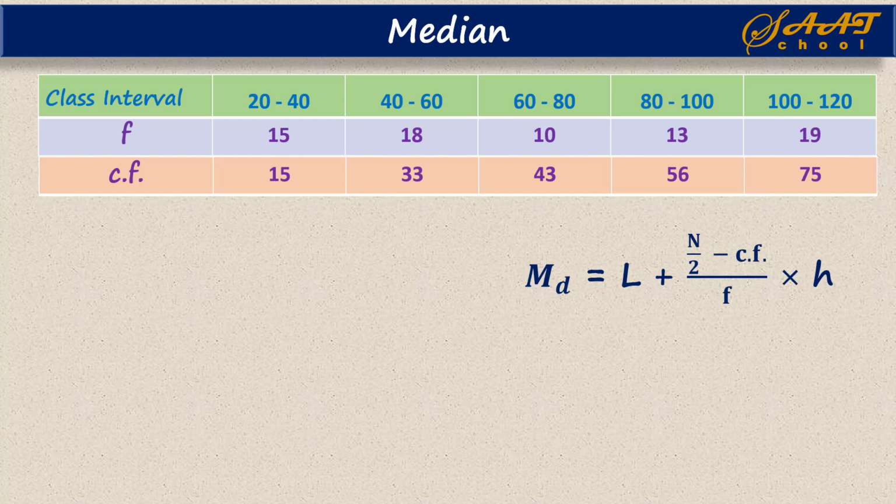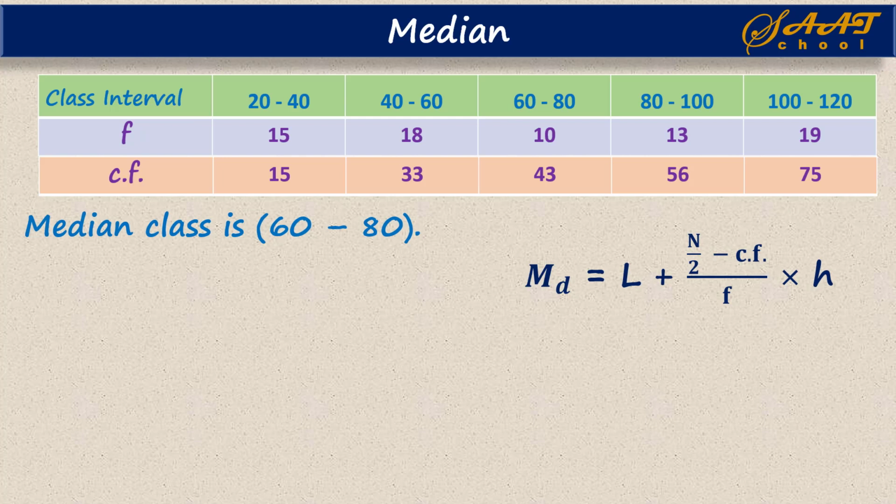Here L means lower limit. The median class that we have from before is 60 to 80. That 60 represents L, the lower limit, and 80 is the upper limit. For n by 2, we find n, which is the sum of f, in this case 75. Cf is cumulative frequency, f is frequency, and h is class interval. Now we try to find f, Cf, h, as well as L.